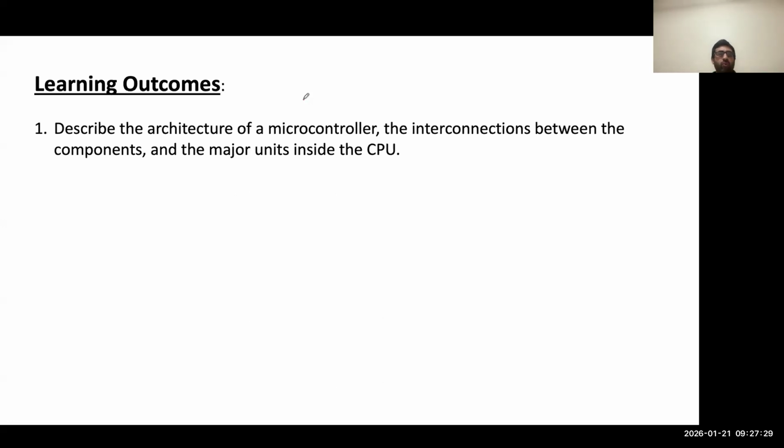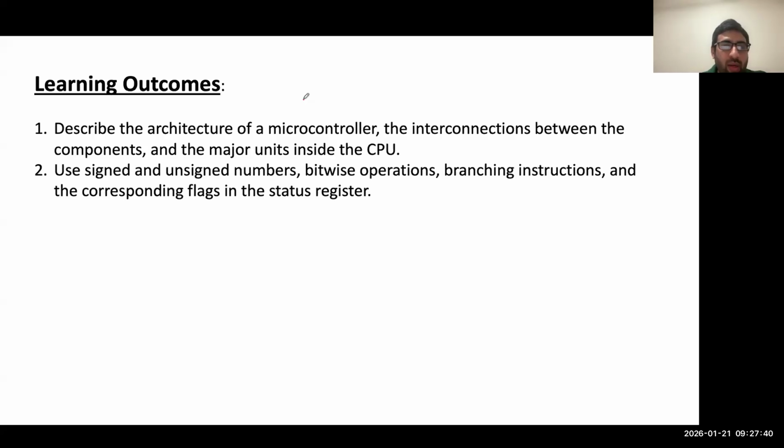So by the end of this course, you should be able to understand the architecture of a microcontroller and the interconnection between different components. Also, we will focus on the discussion of signed and unsigned numbers.